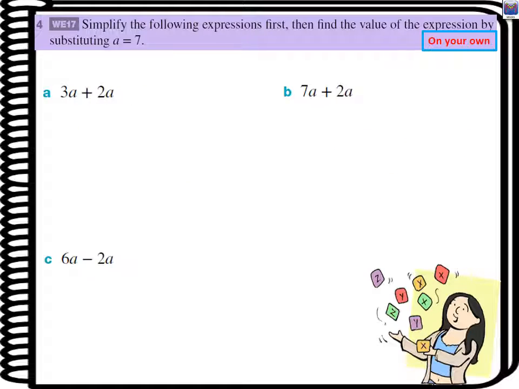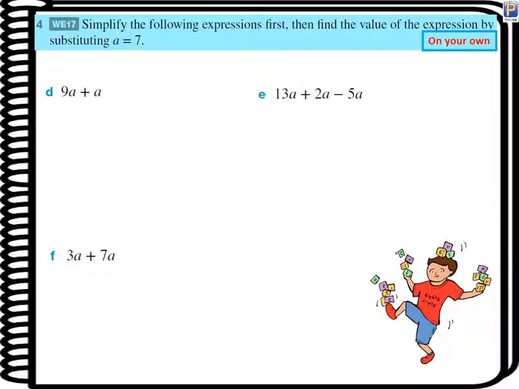You can have a go at these ones. What's it say? A equals 7. Simplify first. We'll do this one. 7 plus 2 of them is 9a. A equals 7. 9 times 7. And so on. You can have a go at those ones and those ones.